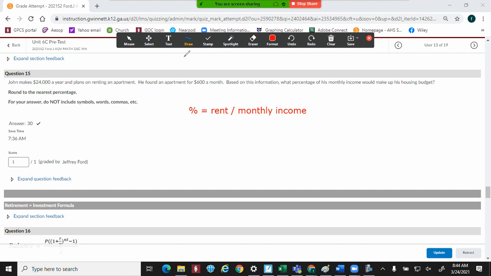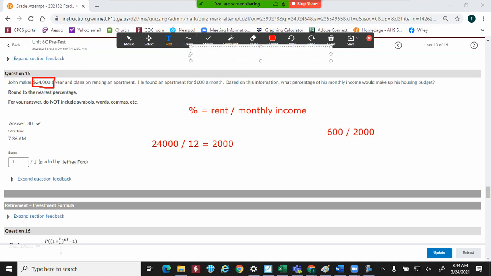But if you notice, I didn't give you his monthly income, I gave you his yearly income. So off to the side, 24,000 divided by 12, I believe that's going to be $2,000. So the rent is $600. I'm going to divide that by $2,000 and my answer ends up being 30%. There you go.